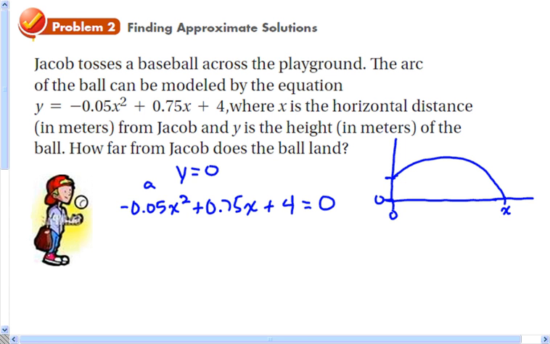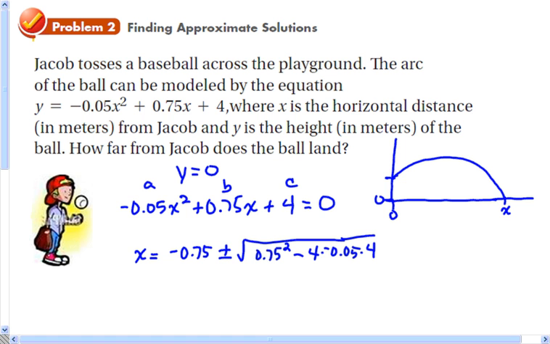A is negative 0.05, B is 0.75, and C is 4. And so x is equal to the opposite of b. So that would be negative 0.75 plus or minus the square root of b squared. So 0.75 squared, since it's positive, I don't need parentheses there, minus 4 times a, which is negative 0.05, times c, which is 4. I'll do parentheses there because of those decimals, and all that divided by 2 times a, which is negative 0.05.